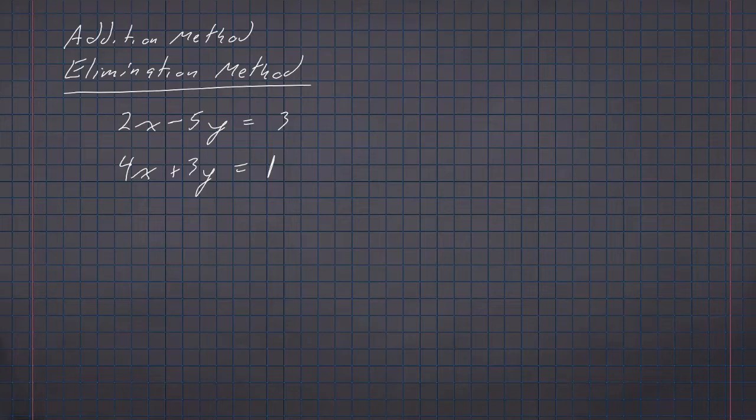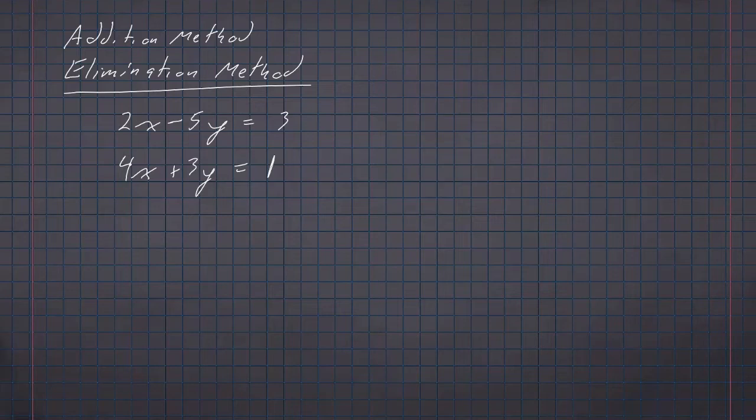Consider the system of equations 2x minus 5y equals 3 and 4x plus 3y is equal to 1. I could solve one of these equations for one of the variables. It would work. But that's not the plan of action that I have. Instead, I am going to attempt to eliminate one of the variables.